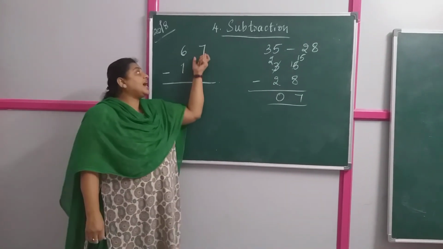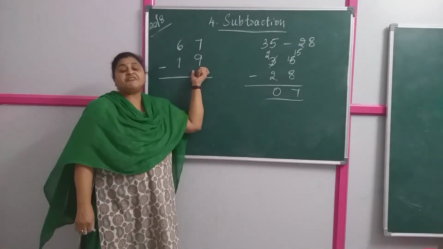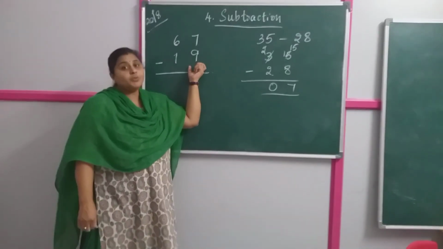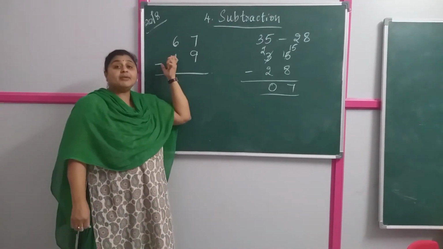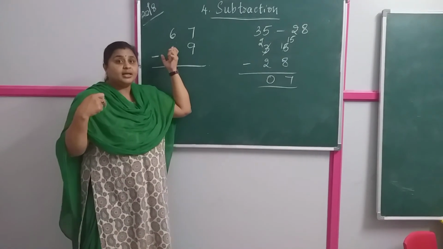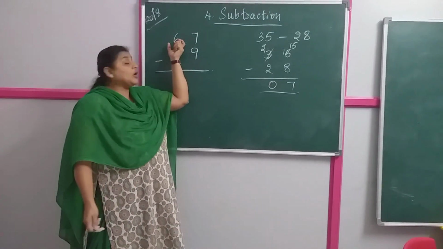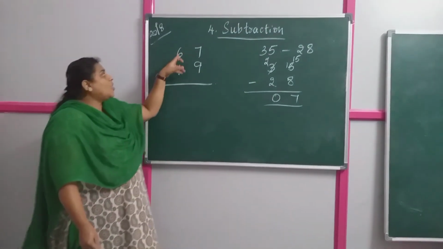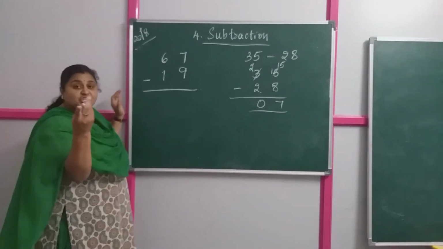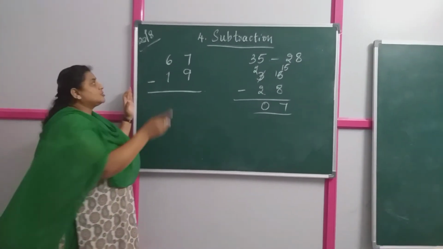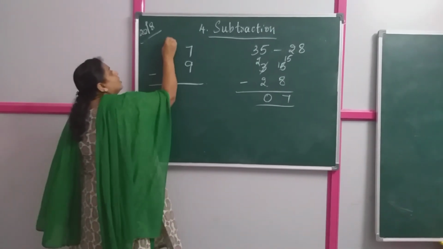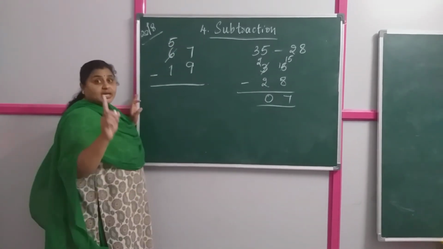Now from 7 I can't take out 9. What I have to do? I have to take a borrow. Yes. From where should I take a borrow? From my pocket? No. I have to take a borrow from 6. Now what happens to 6? 6 changes to its before number. So 6 changes to 5. What is before 6? 5.